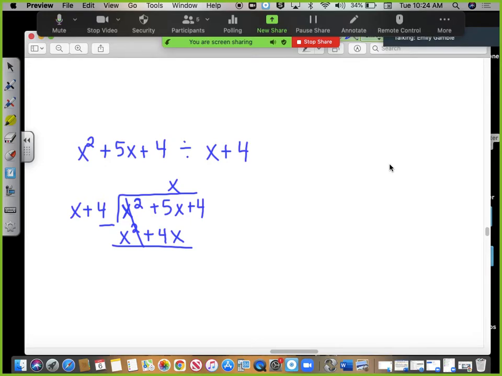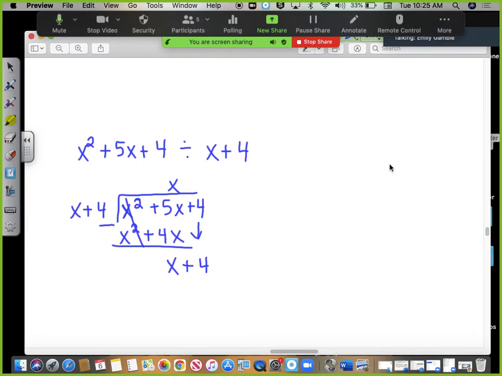5x minus 4x is 1x. Just x. Isn't it just x? 5x minus 4x is x, yep. Did I make a mistake? No. Oh. So I'm going to rewrite this plus 4 right here so I don't get confused with the process like I did last time. I forgot to write it. So I'm dropping down the 4 before I start the next part.